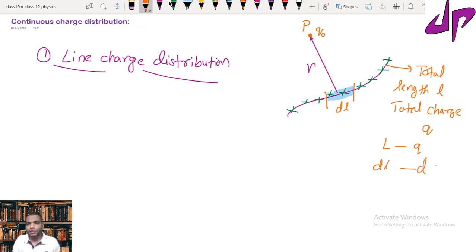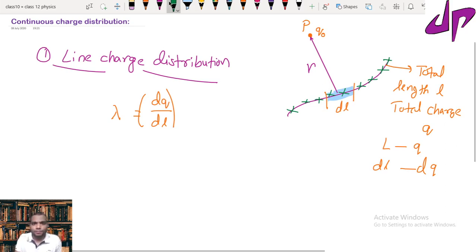For that, I can take an assumption. So dq is the amount of charge which is present in this small elemental length. Now if you write the ratio, dq by dl, that we can represent as lambda, and this ratio we call the line charge density.